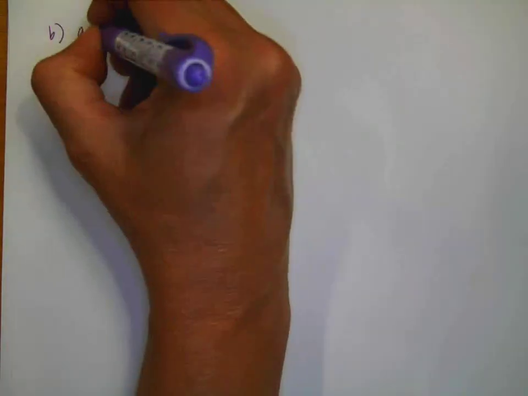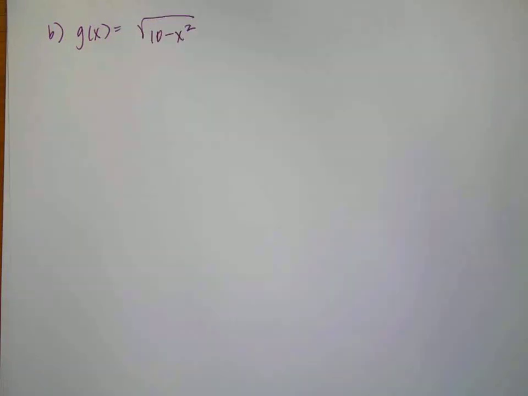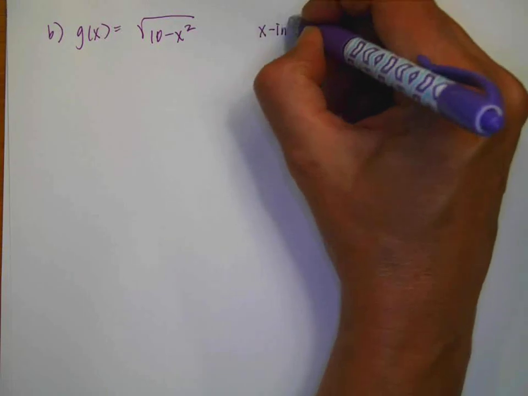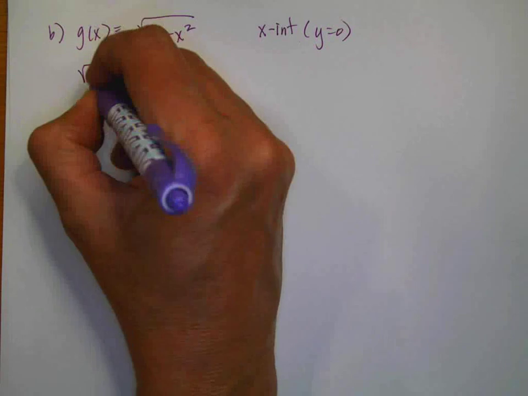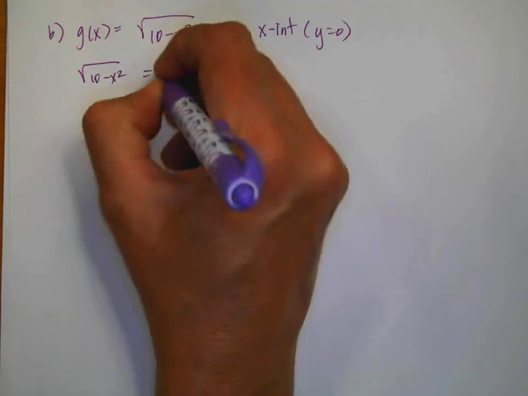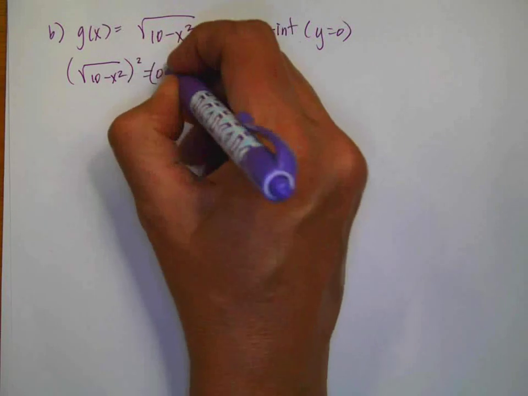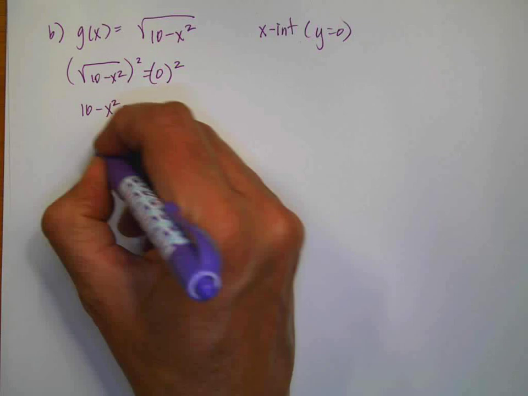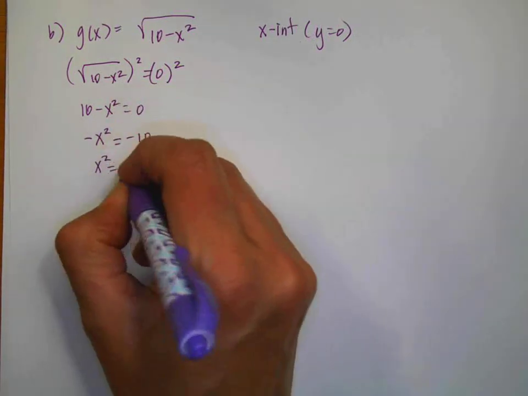All right, next example, move my paper back down so you can see. This will be B: g of x is going to equal the square root of 10 minus x squared. Remember, if you're finding zeros, that's finding an x-intercept, and that means that y is equal to 0. So I'm going to take my handy-dandy equation, set it equal to 0. Now I'm going to square both sides to undo the radical. 10 minus x squared is 0, and then I'm going to solve this equation.